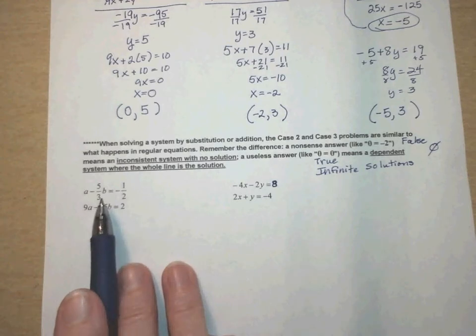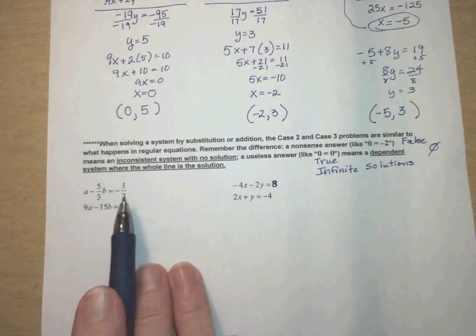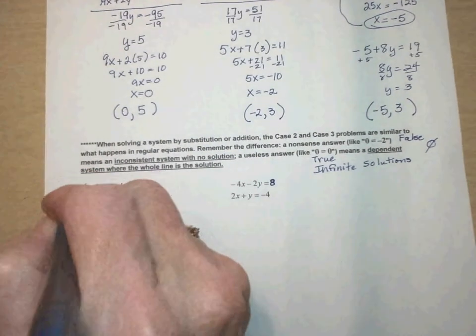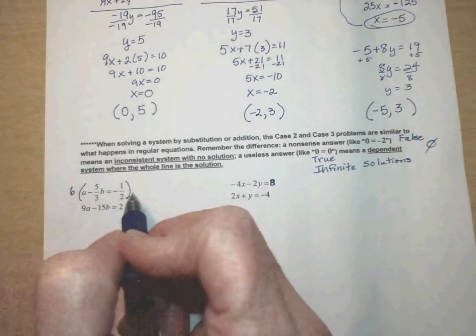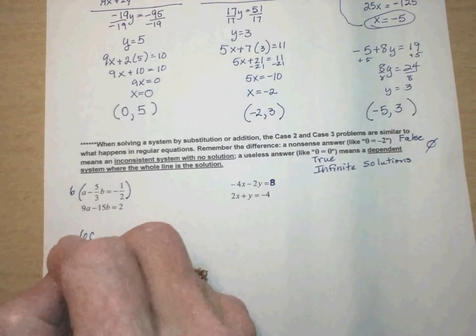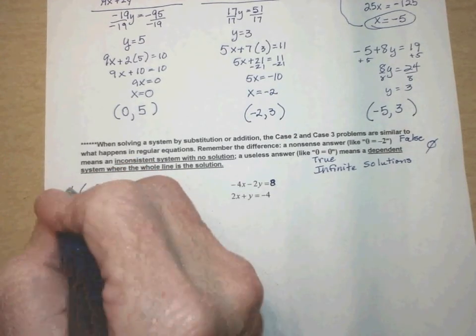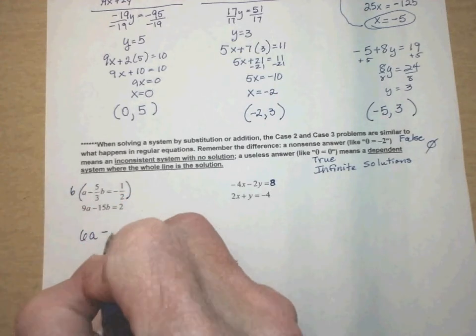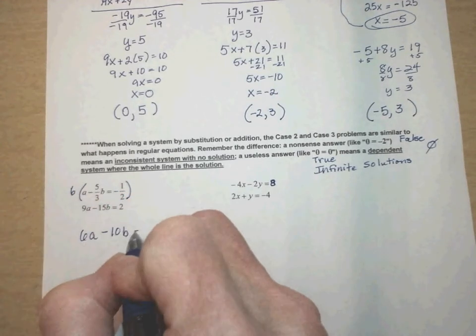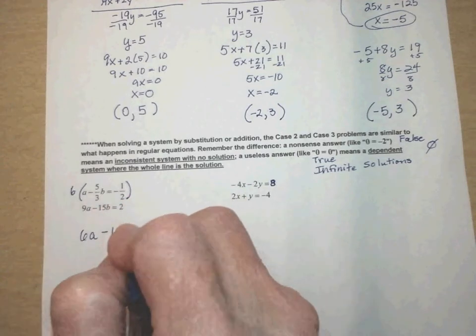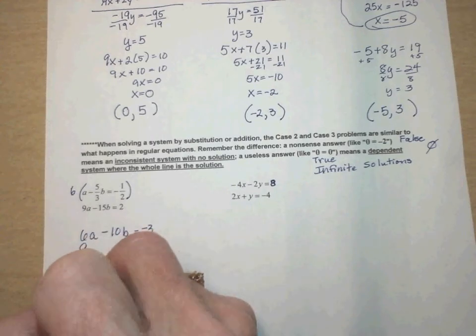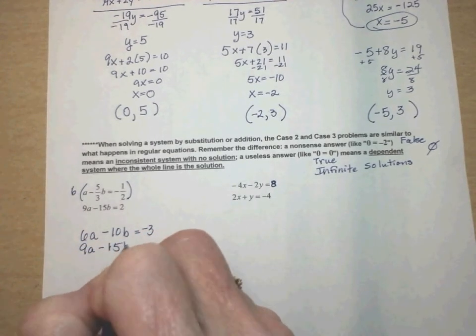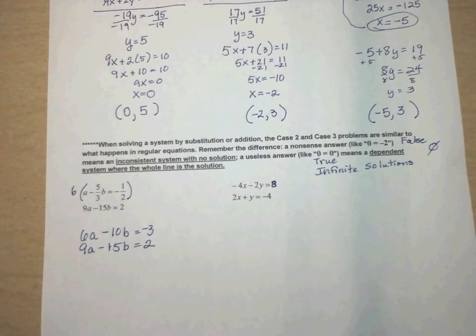Okay, so now here's one with fractions. We need to find a common denominator first to get rid of our fractions. So we need a number that 3 and 2 both go into, or just multiply them together. 3 times 2 would be 6. So my common denominator is 6. I'm going to multiply both sides by 6 and distribute it to each thing. So I'm going to have 6a minus 6 times 5 is 30 divided by 3, so 10b equals, what's half of 6? Well, that'd be -3.